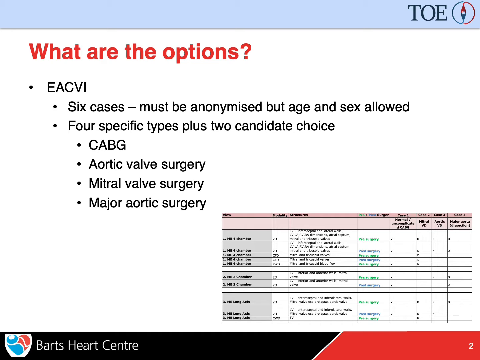And they ask for the perioperative stream, not the cardiology stream, the perioperative stream, 4 specific types plus 2 of your choice. And they have to include a CABG, aortic and mitral valve surgery, and major aortic surgery. The last 2 are completely up to you. You can decide to do anything that you want. And similarly, you need to supply images which are relevant to the case. For the other 4 that are dictated, there is a minimum number of images which have to be supplied. If you supply more than this, they won't be looked at.